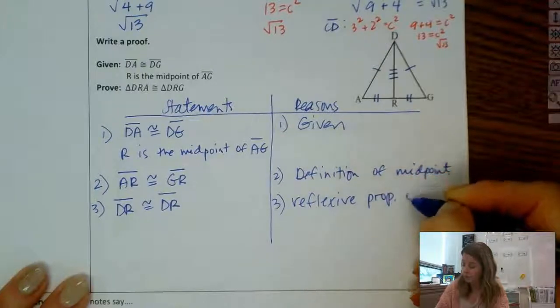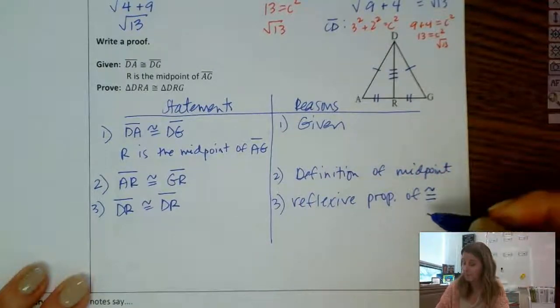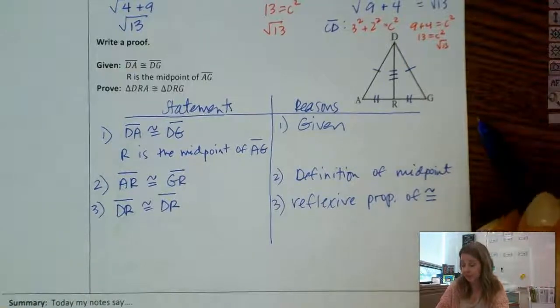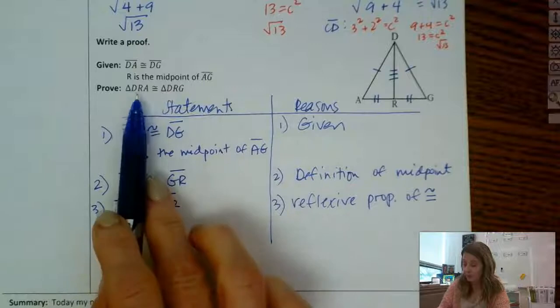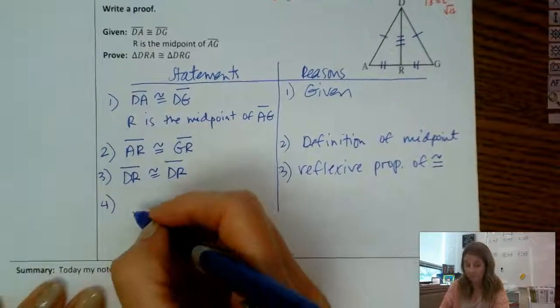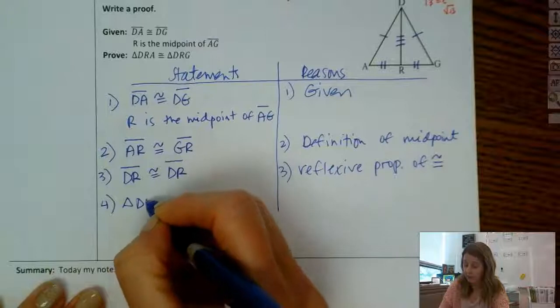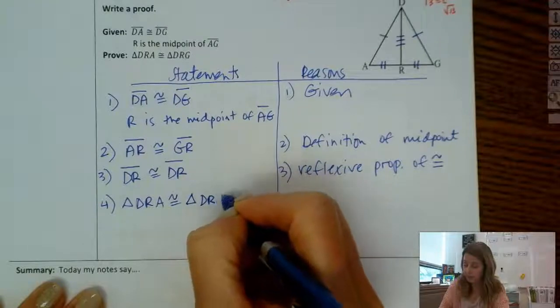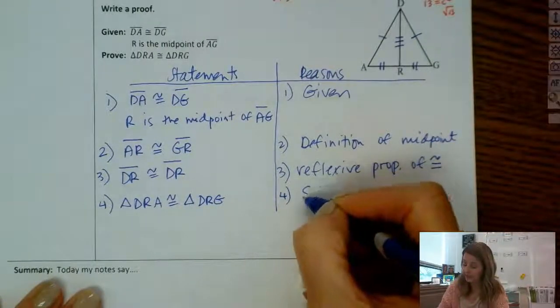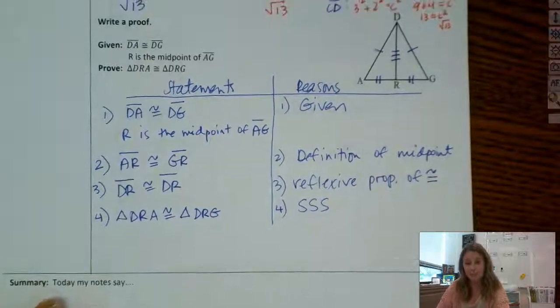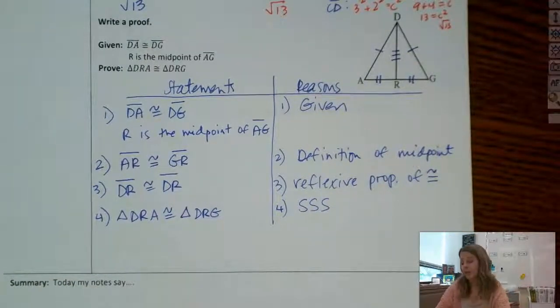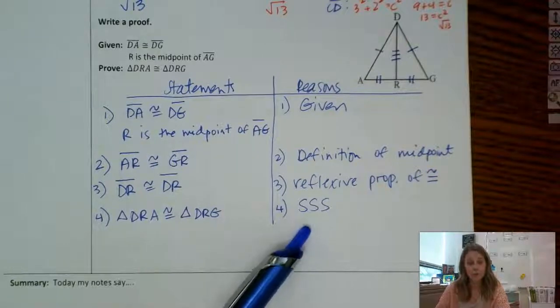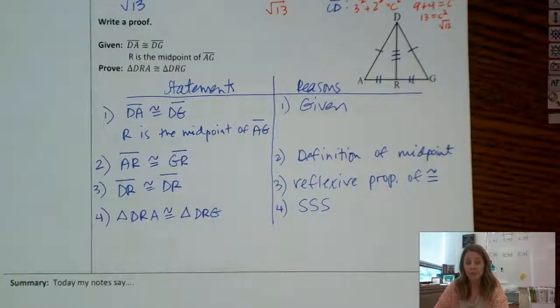Reflexive, I usually shorten property of, and then I would use the congruent symbol. And so I now have shown side, side, side. So I'm ready to do step 4. I'm going to copy this statement down. Triangle DRA is congruent to triangle DRG, and my reasoning is SSS. So this is kind of what a typical proof would look like. We're going to add a whole lot more reasons here off our foldable, and I think you'll find as we do proofs this unit, it'll start to come together and not be quite as difficult as they have been.